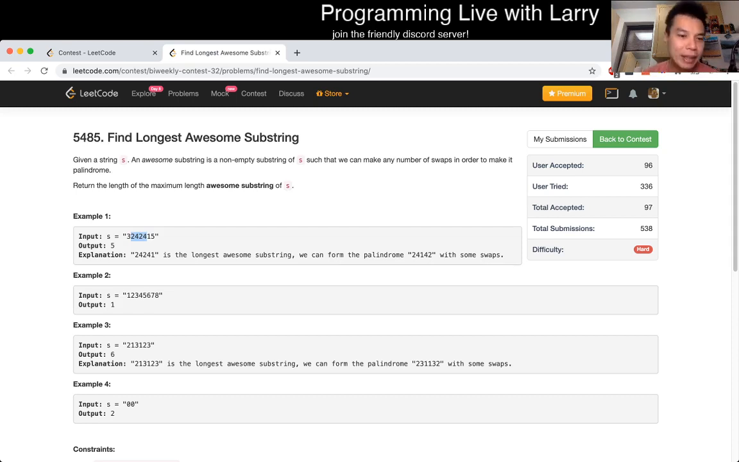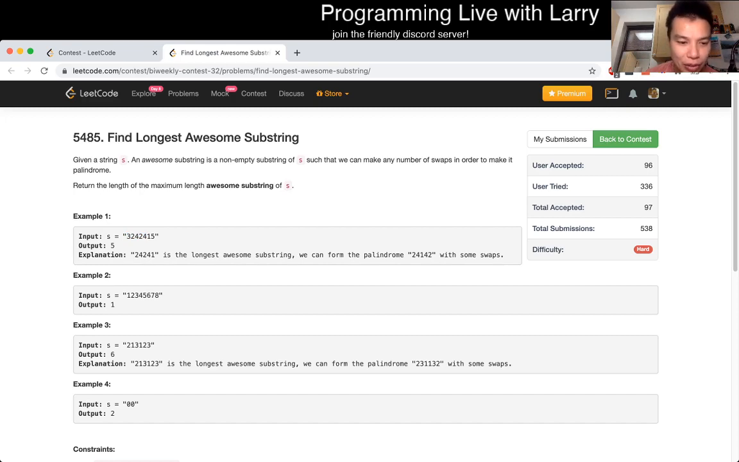And the key observation here is that a substring could be a palindrome if the number of characters are all evened out, meaning there's an even number of every character except for one character, which can have an odd number. So that's the observation. For example, in this case, all the twos, the even number of twos, the even number of fours. And then if you add the three, same thing, even number of twos, even number of threes, but one odd three. And you only have one odd to not pair off to make it a palindrome, right? So that's the observation here.